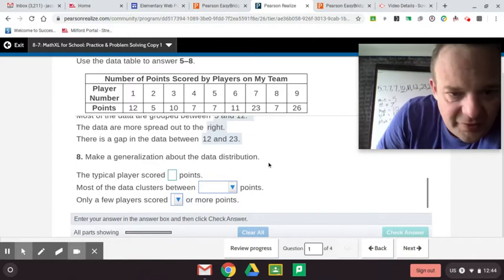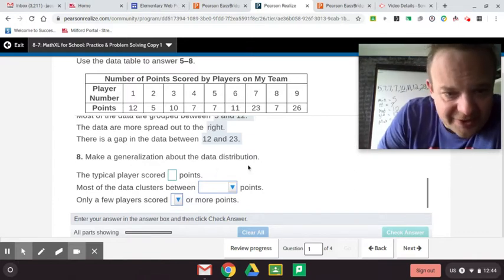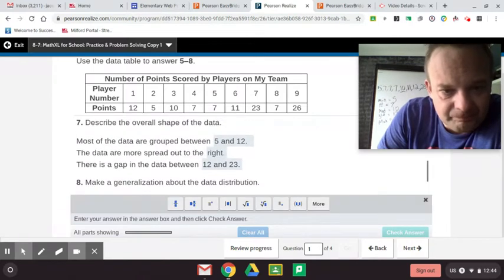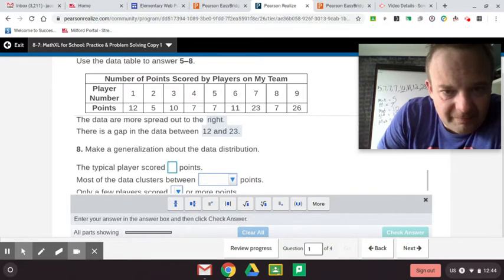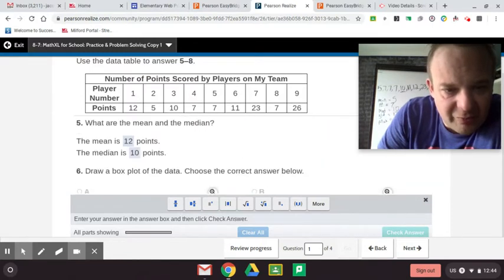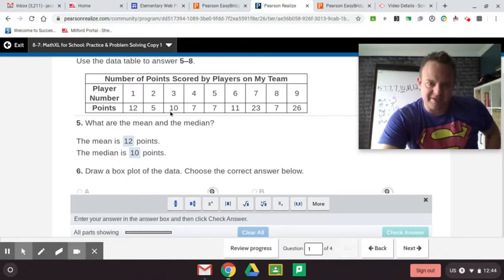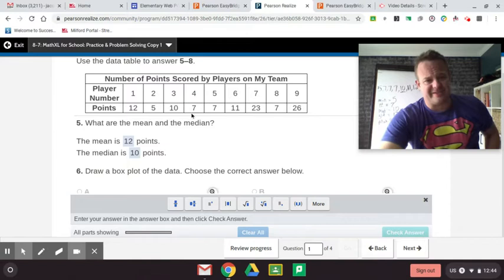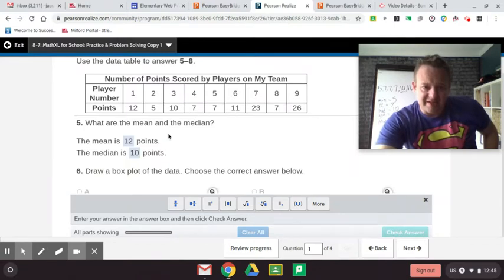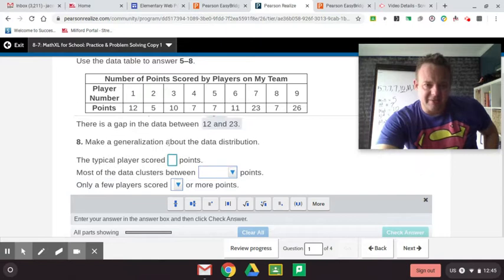So make a generalization about the data distribution. The typical player scored how many points? I'm either going to say 10 or 12. I think 10 better represents what the typical player did. Because if I were to say 12, it's really these outliers, these two kids that really brought the mean up. But I'd say most people scored around 7, around 10. I'm going to put 10. Let's see if 10 works.